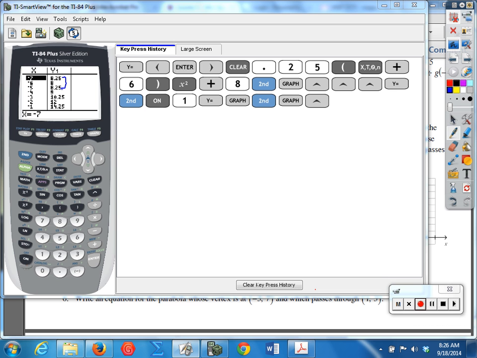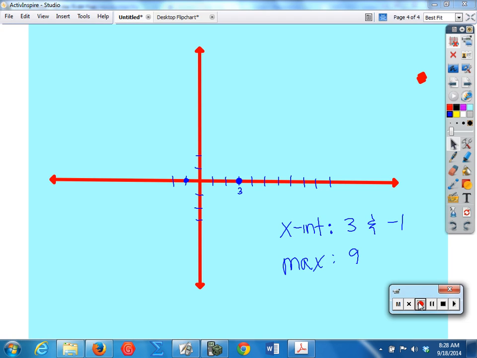So if the problem says this, find it, and it doesn't give you a graph, it just says find it, you know the x-intercepts are 3 and -1, it has a maximum of 9. So if you know that the x-intercepts are 3 and -1, how are you going to find the vertex and the A? Because we need the vertex and the A.